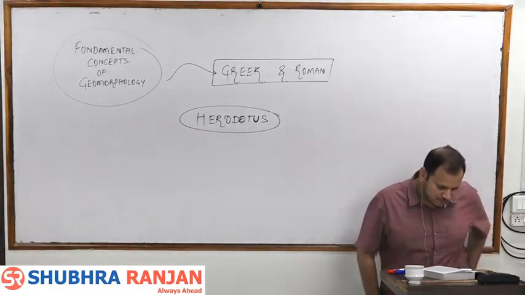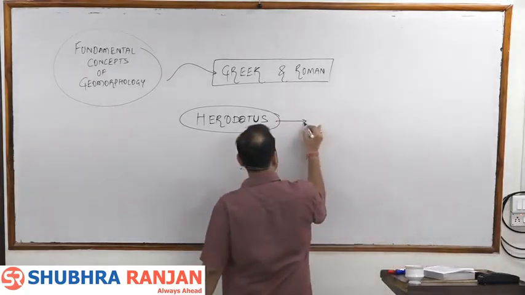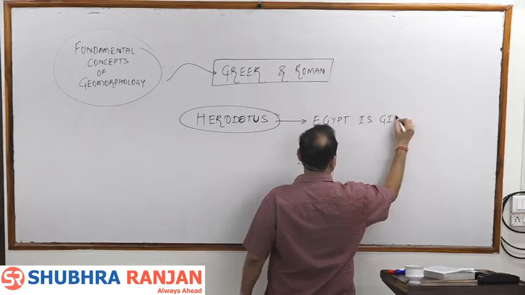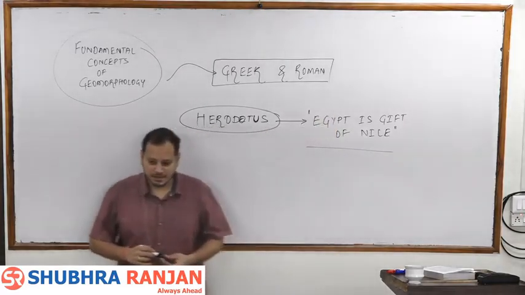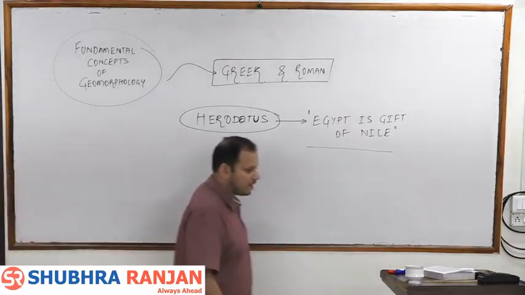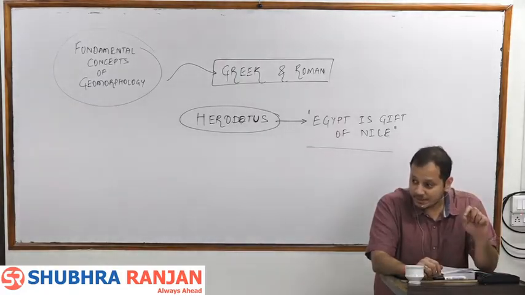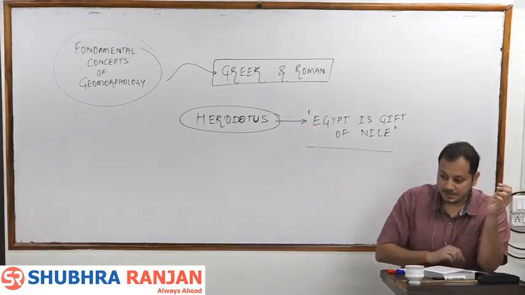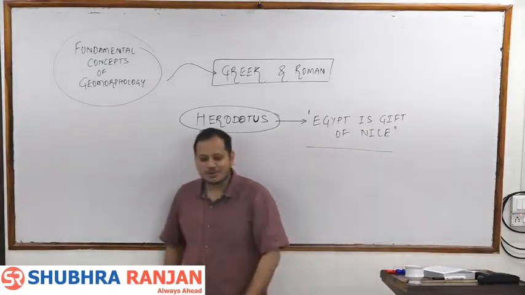Herodotus is remembered for geographical observations through his statements such as, Egypt is a gift of Nile. Herodotus is known for his geographical statements or observations such as his statement, Egypt is a gift of Nile. How is this statement related to geography? Egypt is a gift of Nile.